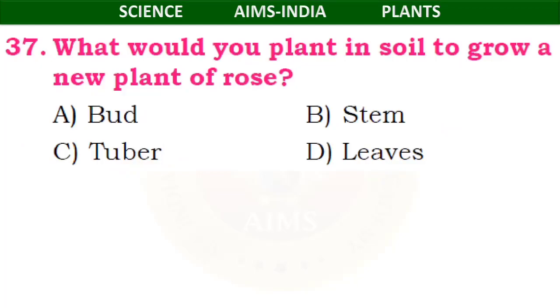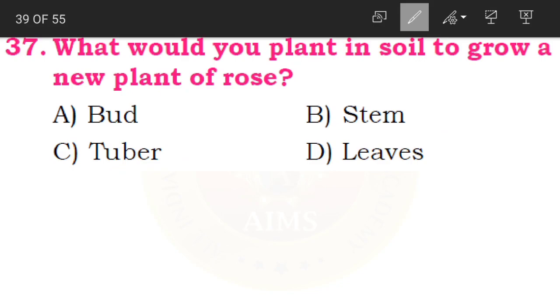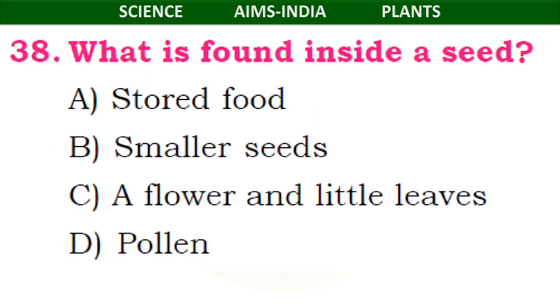Next question, 37th. What would you plant in soil to grow a new plant of rose? So children, what would you plant in soil? Rose plant example we have taken a number of times here. Whether it is a bud, the stem, a tuber or leaves. Yes, we take the stem. That is B option is the correct one. Clear children?